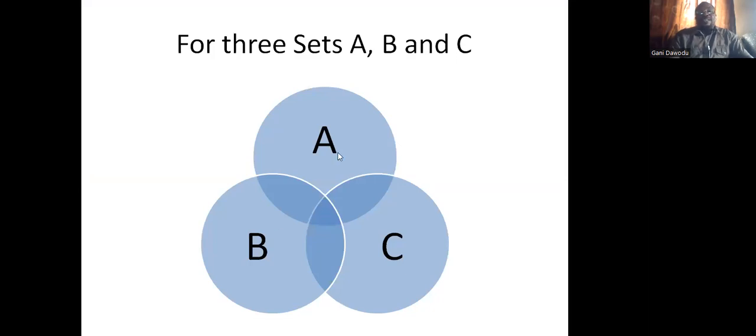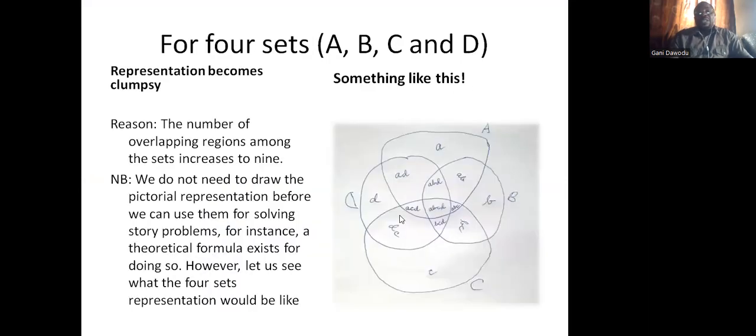When there are 3 sets, this is the scenario. But when there are 4 sets, it becomes clumsy, because the scenario will be like this, and there will be as many as 9 overlapping regions. Anyway, we don't really need to list them. We don't really need a diagrammatic representation to solve our story problem, because when the number of sets becomes 4 and above, it's very, very clumsy.